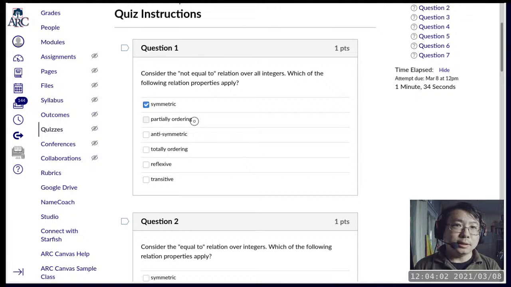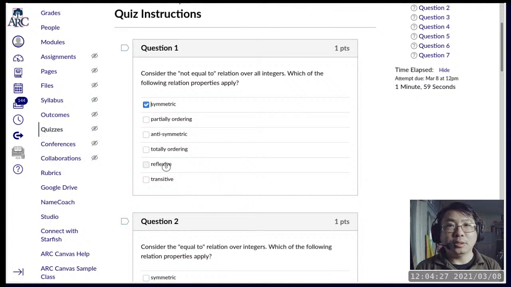We cannot easily directly answer partial ordering, because partial ordering relies on anti-symmetric, transitive, and also there's one more, reflexive. Okay, so we have to look at reflexivity here.